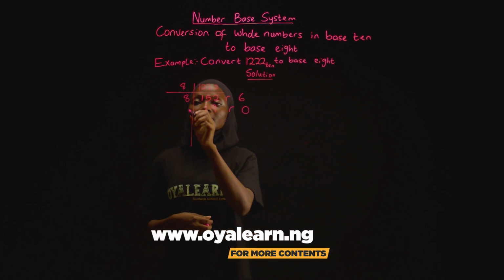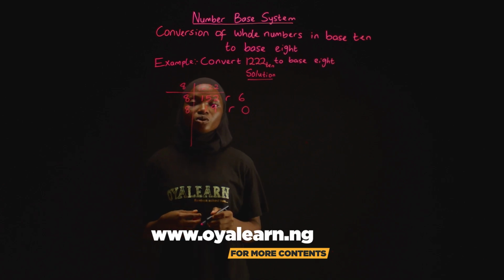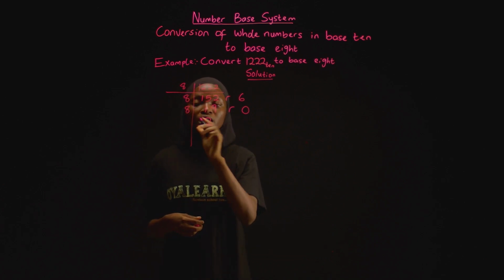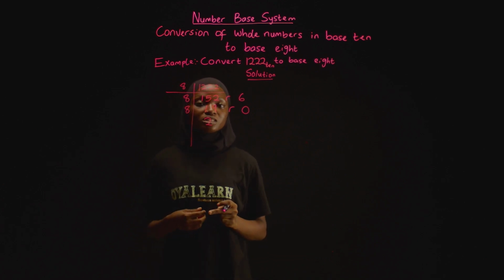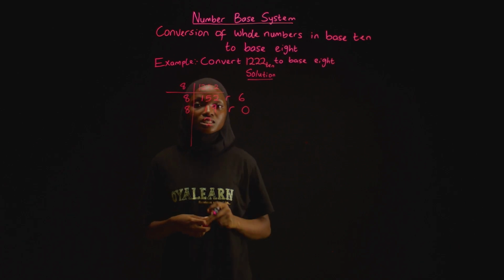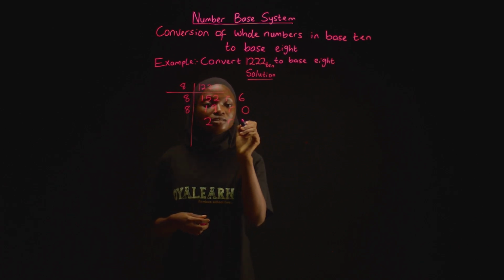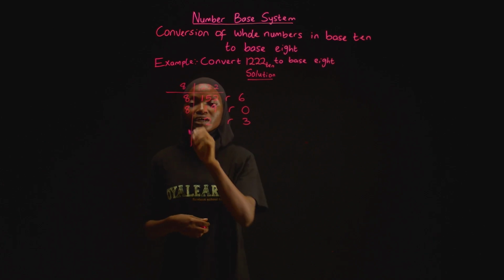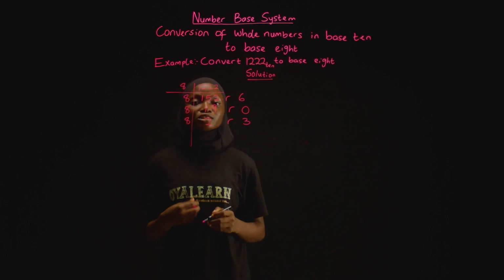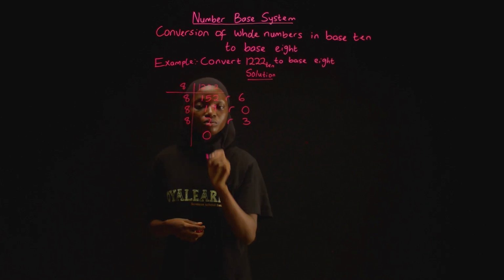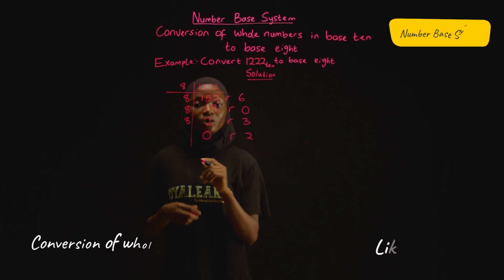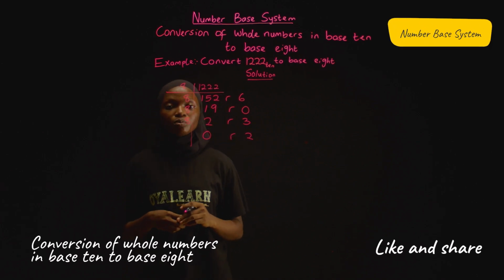You divide again by 8. 8 goes in 19, you have 2. 8 multiplied by 2, you have 16. When you take away 16 from 19, we have a remainder of 3. Divide again by 8. 8 goes in 2 here, we have 0, remainder 2. Now here, further division is no longer possible.